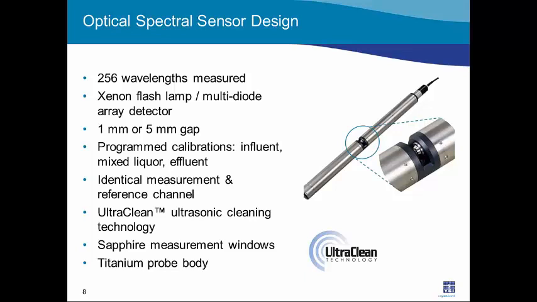Also, ultra-clean ultrasonic cleaning technology is built into this probe. Basically, without wipers, it shakes the measurement window at a very fast rate to deter fouling. And then also the probe is very durable with sapphire measurement windows. Sapphire is a very hard material, and titanium probe body. So those last two features make the probe very durable.